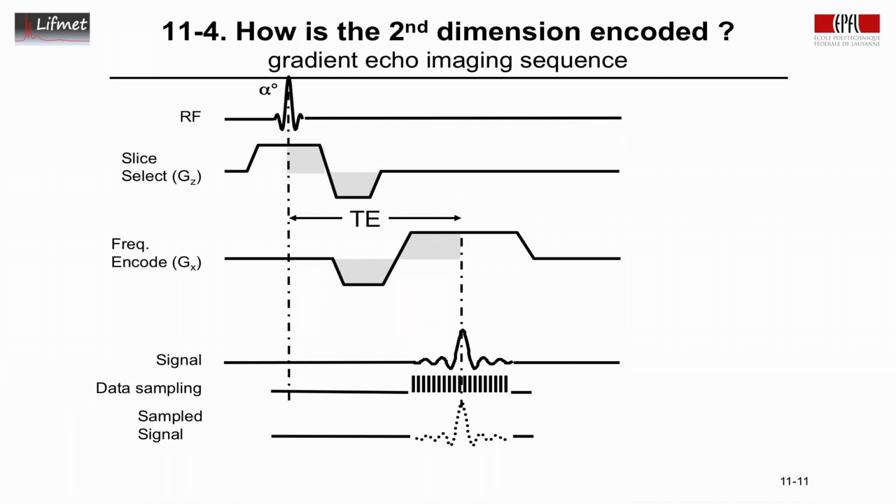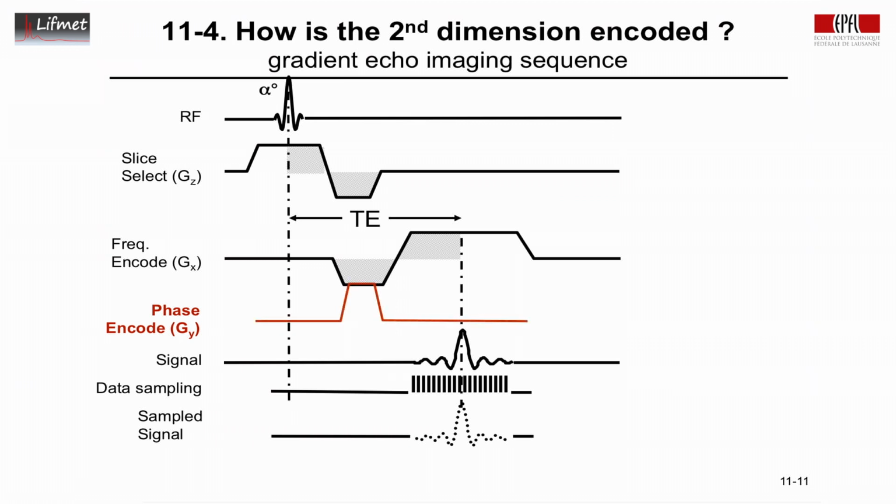and this is the sampled signal that arrives in our computer. Now what we see here is that this produces a slice selection, that's what this does, and an encoding of a projection in one direction. But where's the second dimension? So for the second dimension, we turn on the phase encode gradient here along Y.